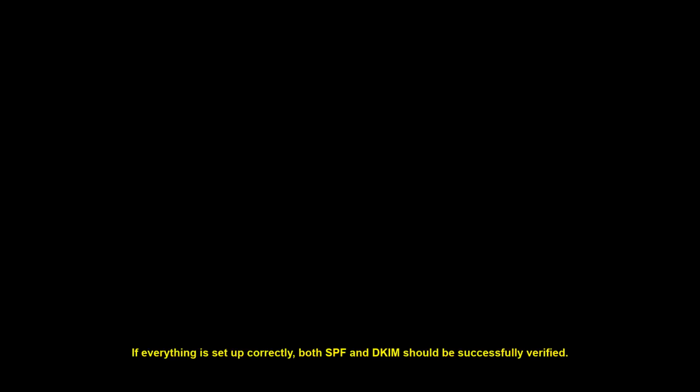If everything is set up correctly, both SPF and DKIM should be successfully verified. To finalize the setup, ensure your DNS changes have propagated. This might take some time, depending on your domain registrar. Once you confirm successful verification, you can start sending emails confidently from SugarCRM.